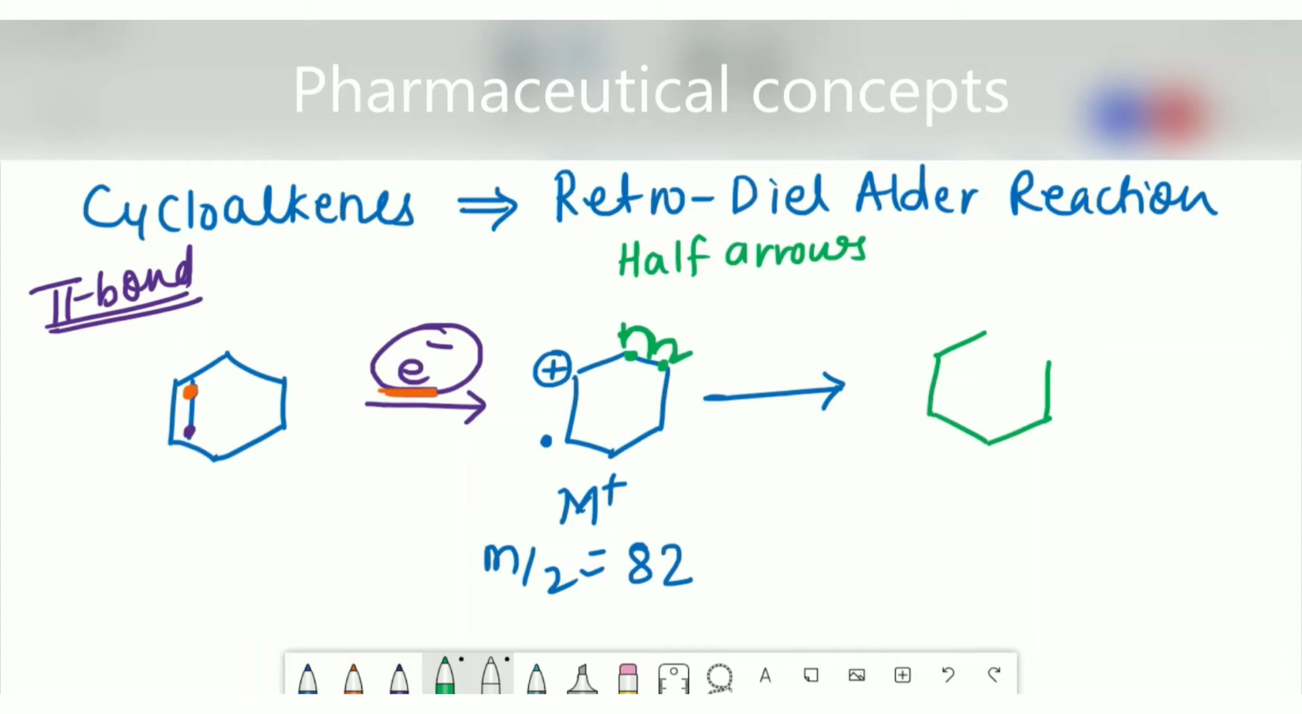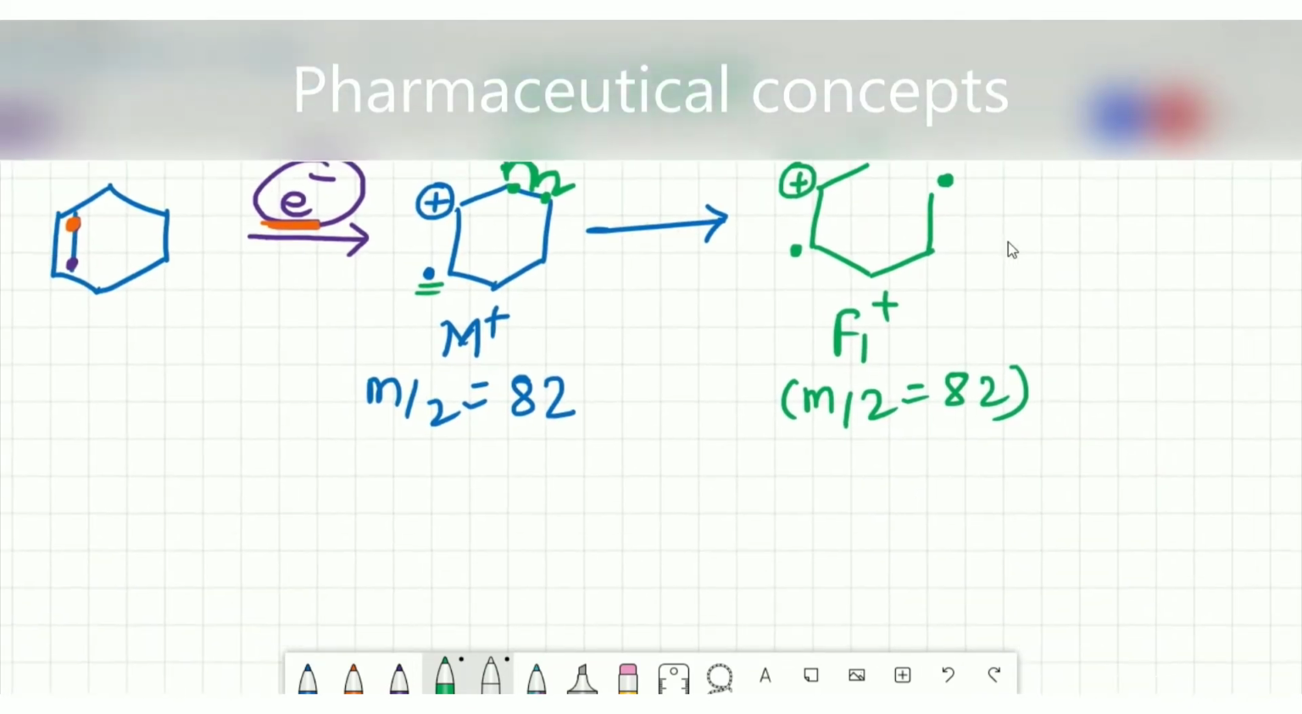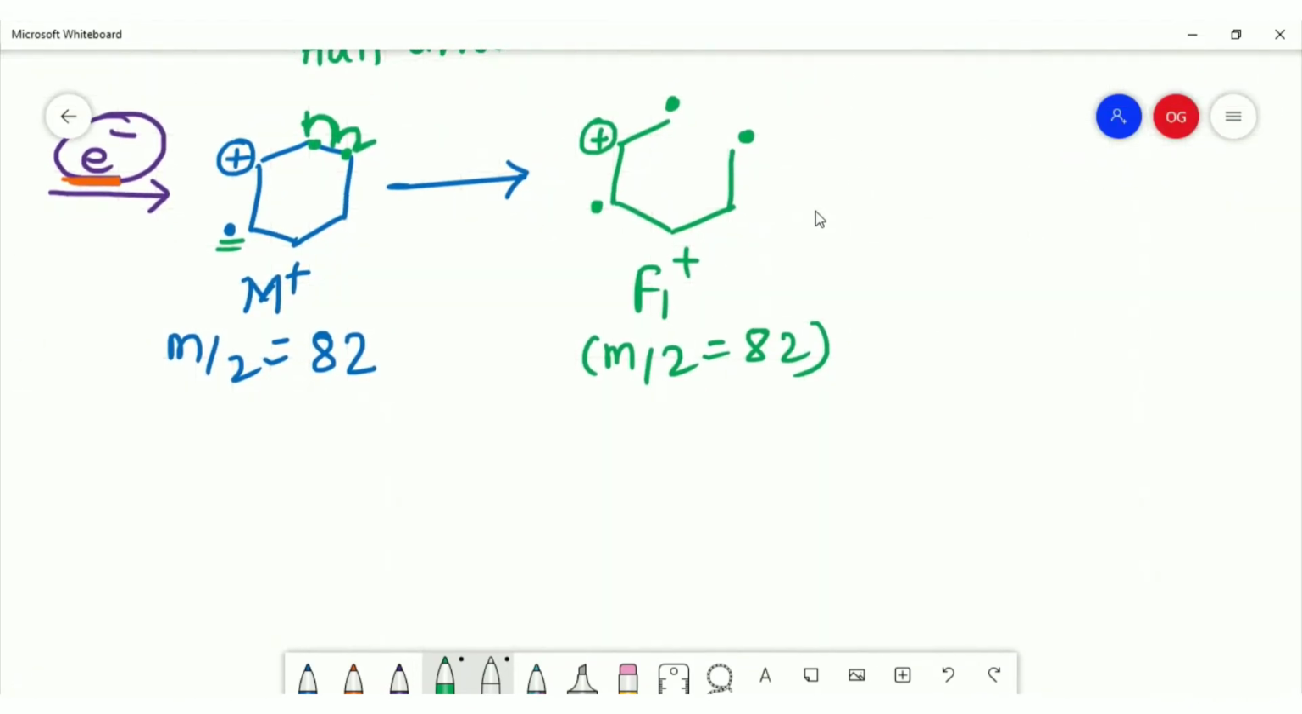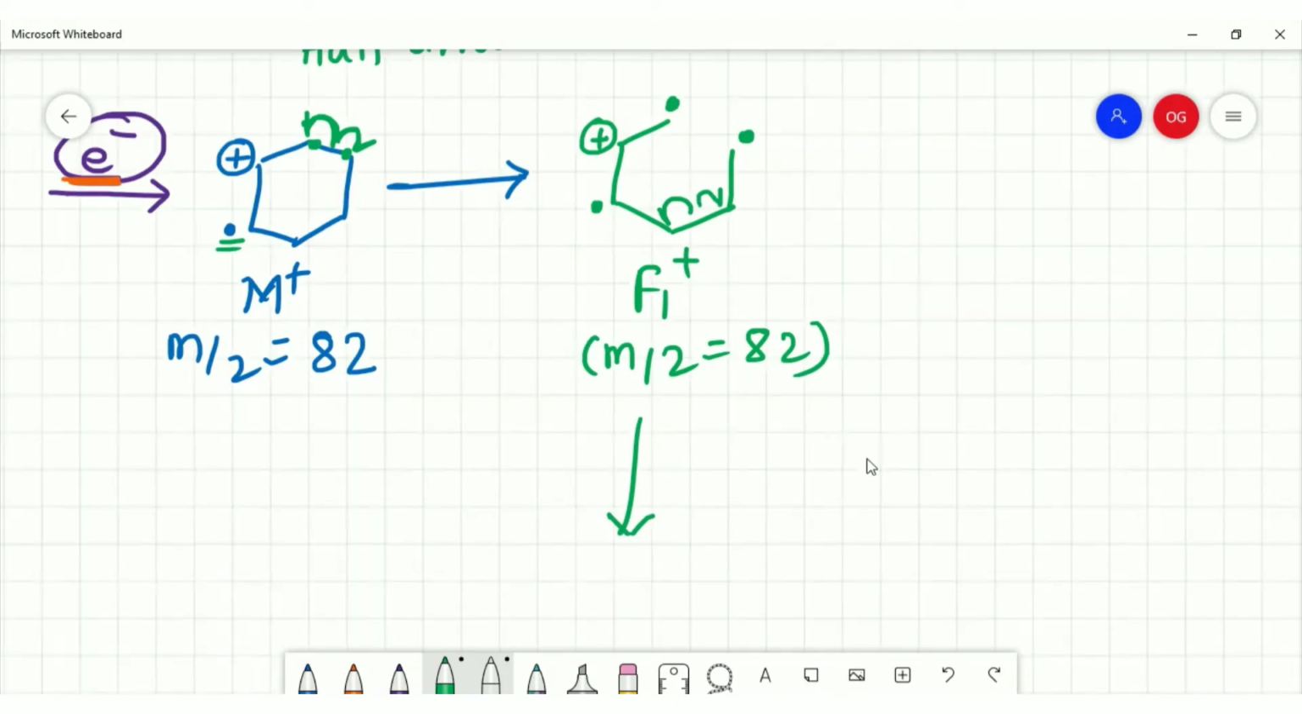So I am writing the structure as it is. I am writing my charge without fail. I am writing this electron without fail, and now this bond is broken and the electrons are taken up by these two carbons. So this is my first fragment ion with the same m/z value 82. Why the same? Because nothing has gone out of the molecule. Now see further fragmentation. Further fragmentation I can show here. Here also the arrowhead I have to point on the carbon because the carbon bond is breaking.